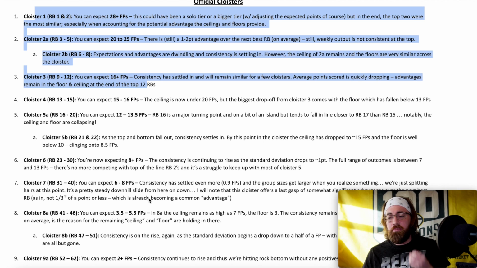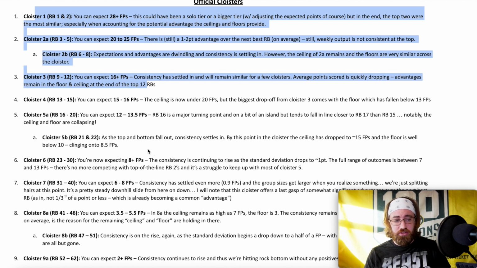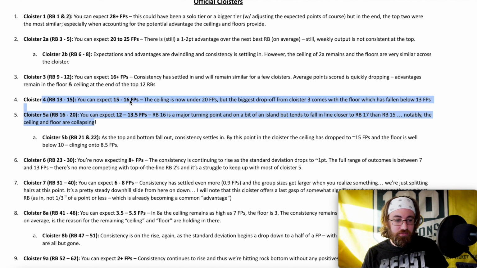In the interest of brevity, I only want to point out one thing here. Remember earlier we felt that there was a quote-unquote gap that formed, most likely prior to the RB18, and probably in that 13 to 15 point fantasy point range. Look no further than cloisters 4 and 5 to see that drop off in production. Right here, 15 to 16 fantasy points would be expected for the fourth cloister, whereas for cloister 5, we're down to 12 to 13.5 points. This is a rather significant drop once you get to that kind of point production.